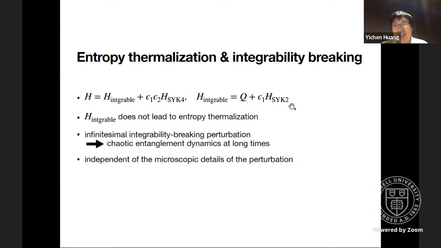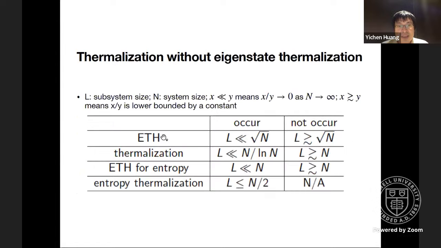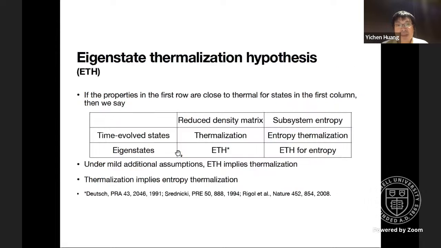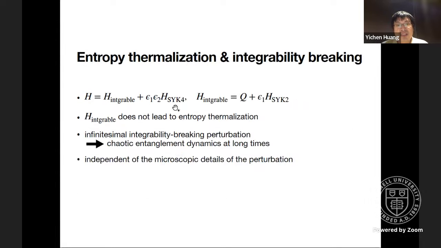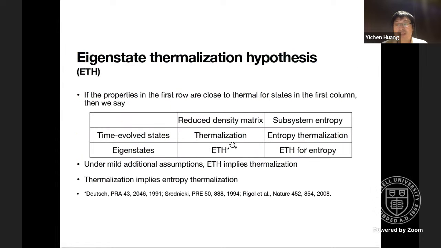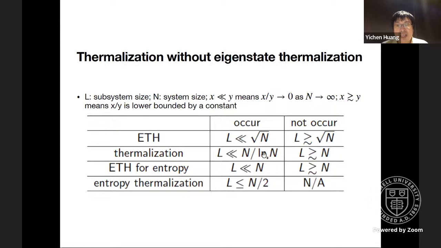So the eigenstates of SYK2, this is the integral model, are just the Gaussian states. Because it is an integral model, we still have ETH, but only for sufficiently small L. However, when we talk about the dynamic property at very long times, the dynamic property is eventually determined by SYK4, because without this term we don't have entropy thermalization, but with this term we have entropy thermalization. So in this sense, the dynamic part, at sufficiently long times, reflects a chaotic model, but the eigenstates reflect an integral model. This is why we have thermalization without eigenstate thermalization.